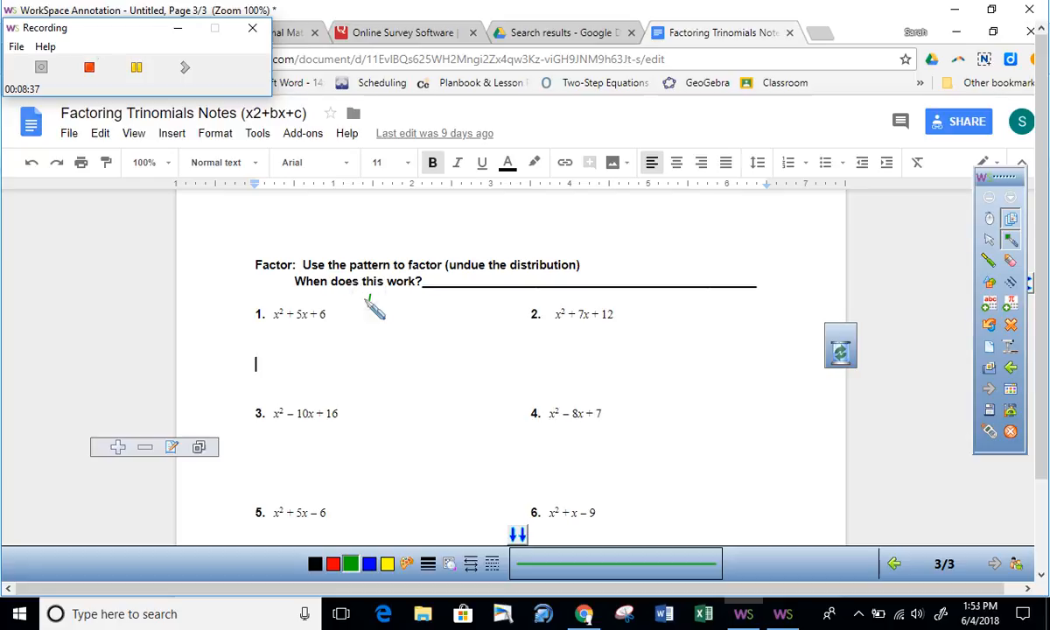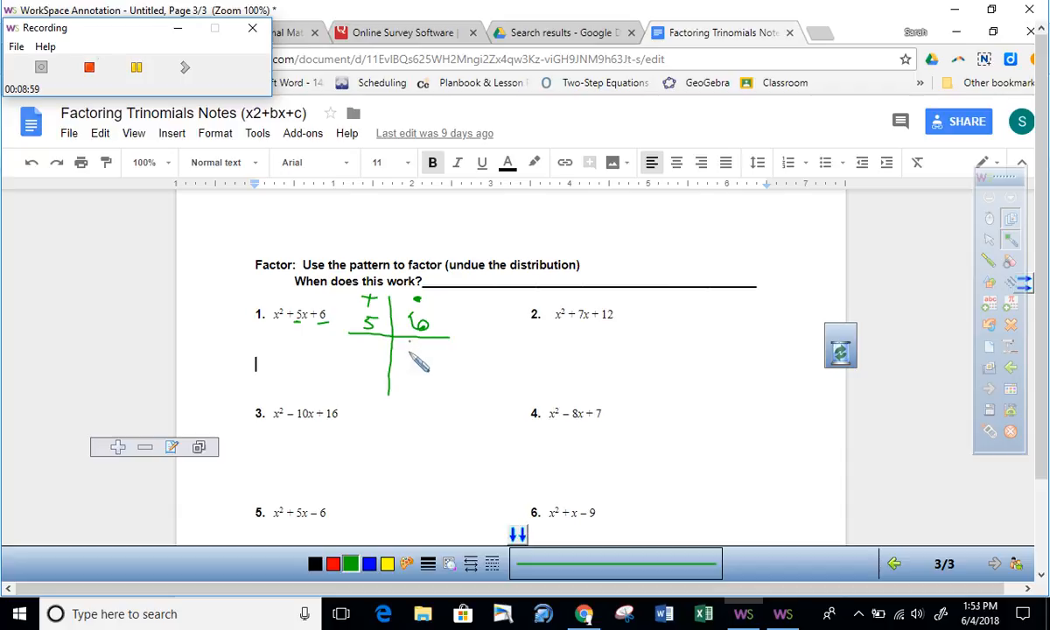Okay, so you don't need to do it this way. This is just a habit I have. So I want two numbers that will add up to 5, and I got the 5 from here, and will multiply to 6, and I got the 6 from there. So I'm just going to go through and list the numbers that will work for 6.